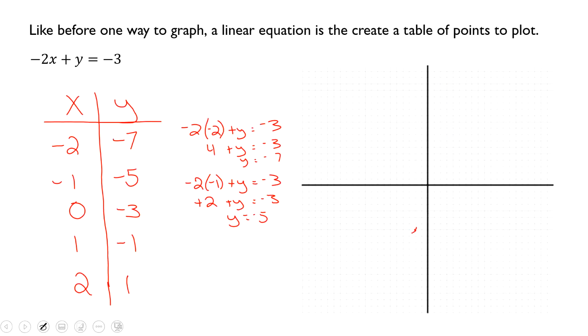2, negative 7 right there. Then I get negative 1, negative 5, sorry. I have 0, negative 3. So here we're on the y-axis, negative 3. I have 1 and negative 1. And then I have 2 and 1. So those are my 5 points that I've determined in our table.